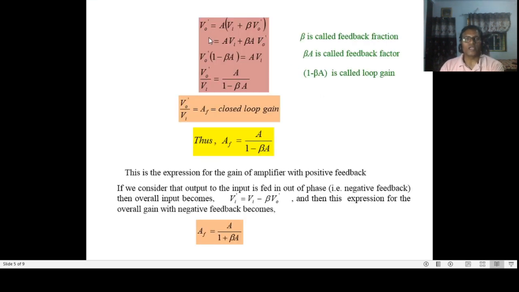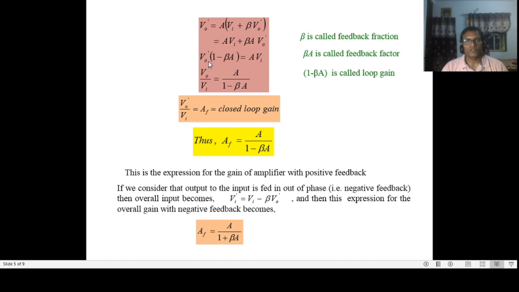So output voltage Vo dash is equal to A times Vi. In place of Vi dash we can substitute the value, so that Vi plus beta times Vo dash. So we can open the bracket. So A Vi plus A times beta Vo dash. So here this beta term can be sent to the left hand side, so that we can take Vo dash common in the left hand side.